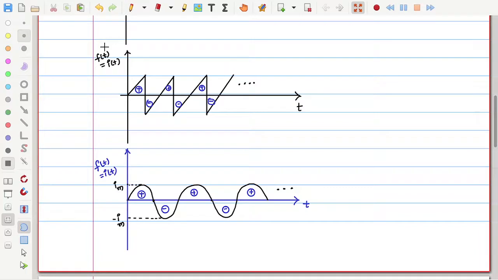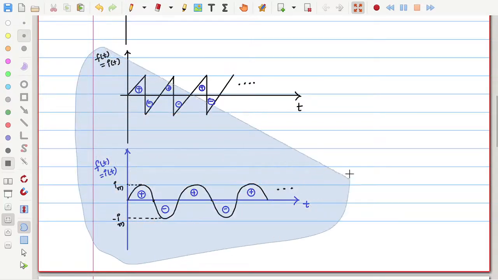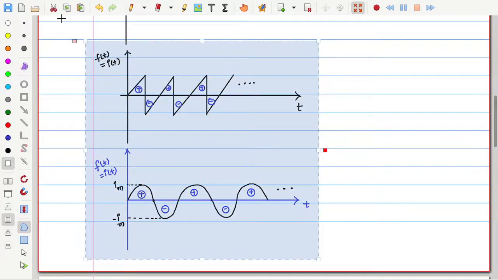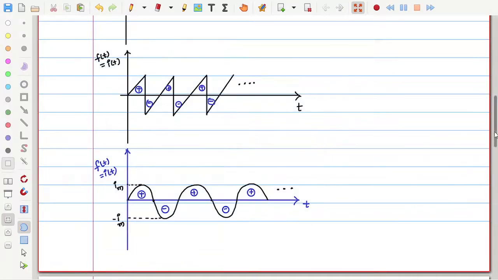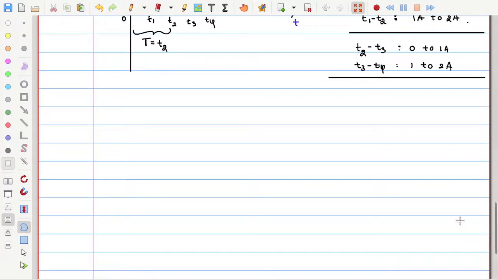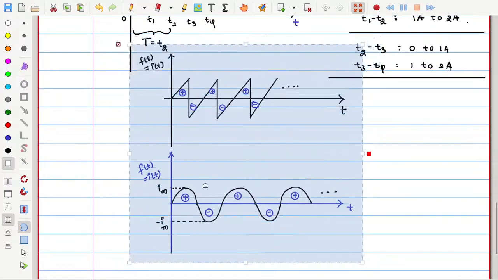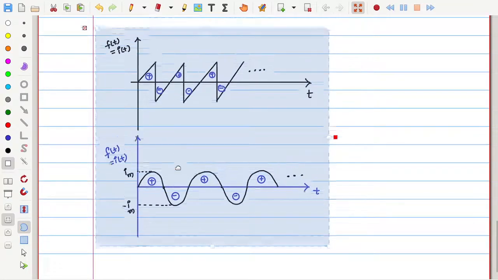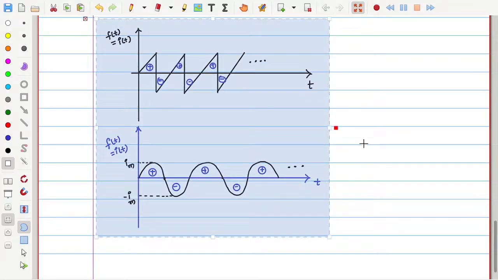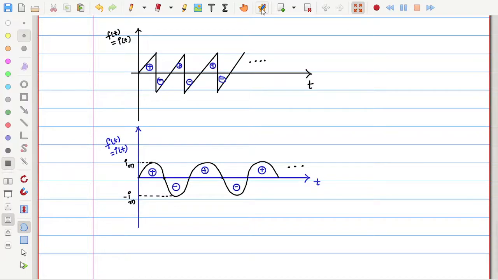Similarly, you can identify the time period for the remaining two waveforms also. So let me take these two waveforms. Quickly identify the time period for these two waveforms also, so that we will have a better understanding, which will be very helpful for the entire AC discussions. So this is 0.